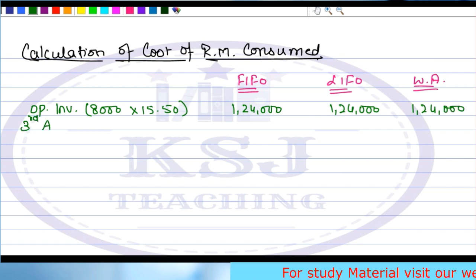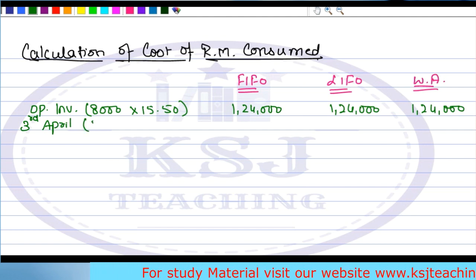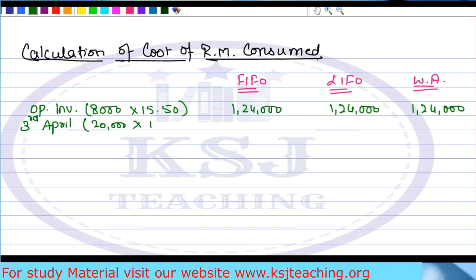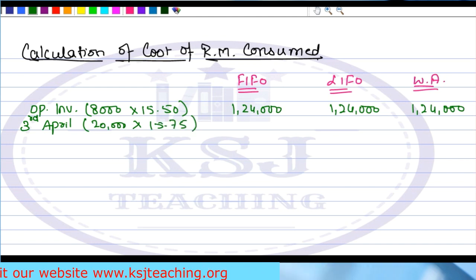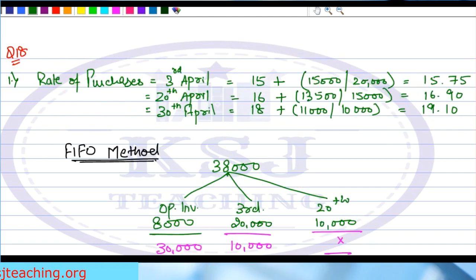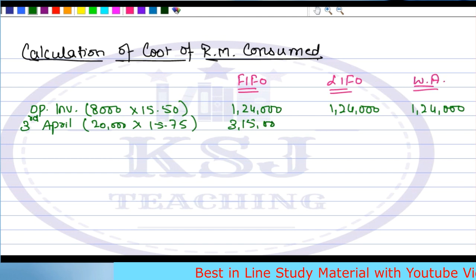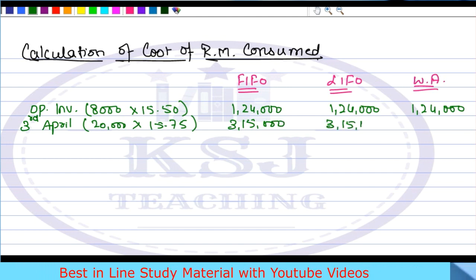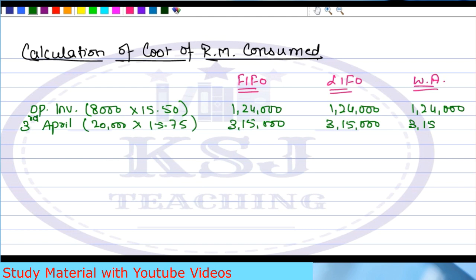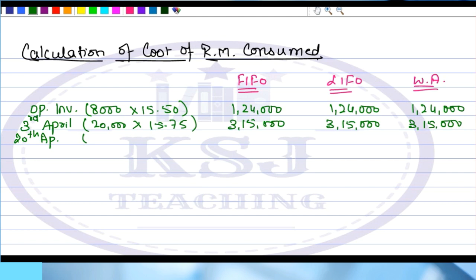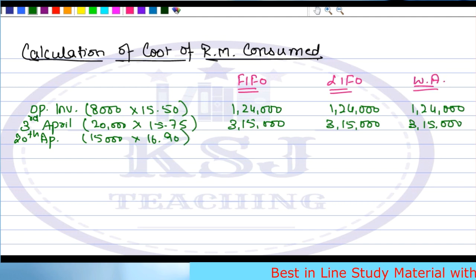Then purchases on 3rd of April: 20,000 units multiplied by 15.75. Be careful with the rate that you have to take. You have to take these rates inclusive of freight charges. This will again be the same for all the methods. No change: 3,15,000, 3,15,000 and 3,15,000. Then 20th April: 15,000 units multiplied by 16.90. This will again be the same for all.